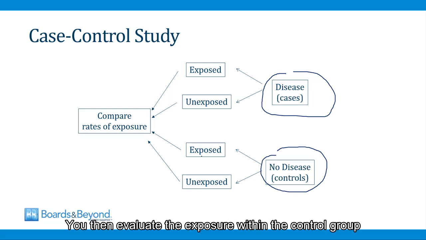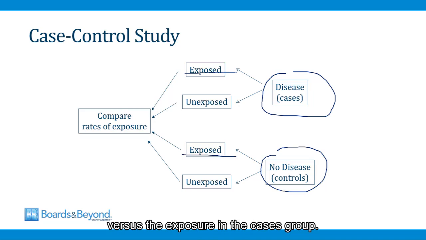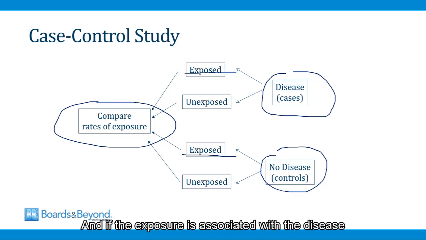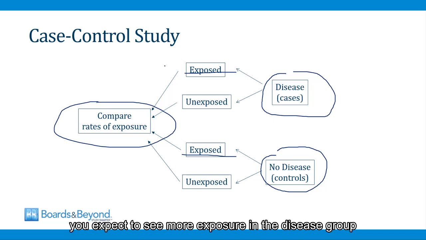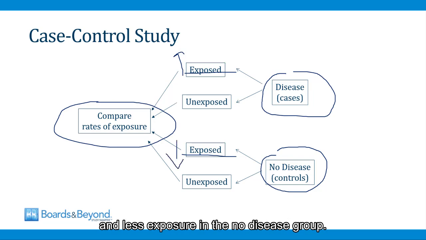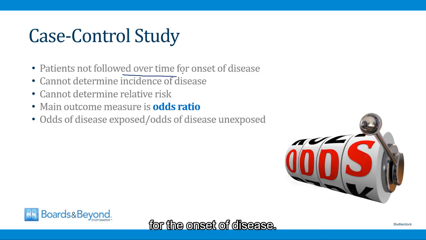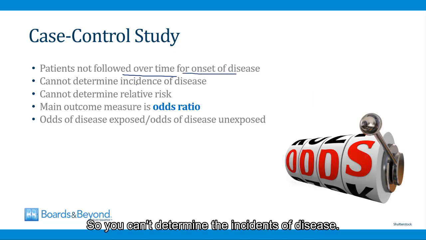You then evaluate the exposure within the control group versus the exposure in the cases group, and then you compare the rates of exposure. And if the exposure is associated with the disease, you expect to see more exposure in the disease group and less exposure in the no disease group. A key point about a case control study is that patients are not followed over time for the onset of disease, so you can't determine the incidence of disease.